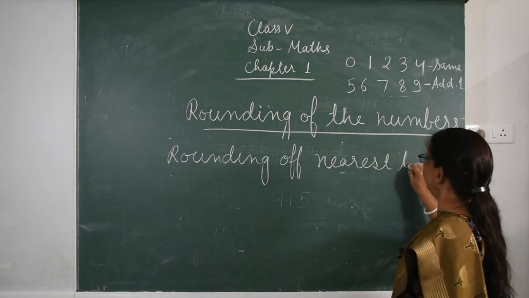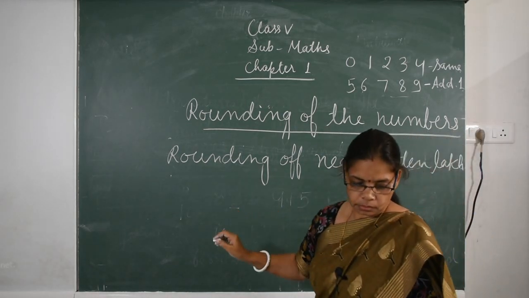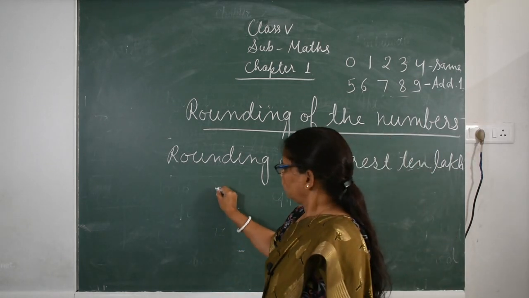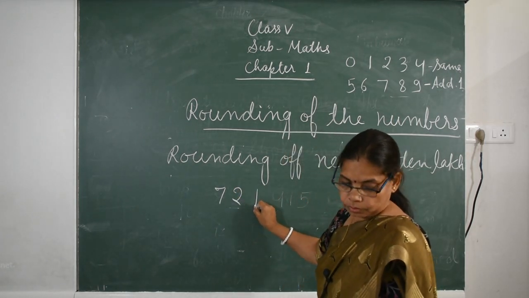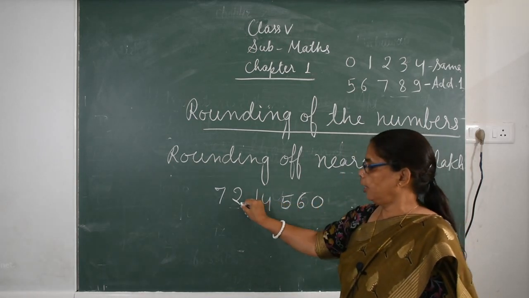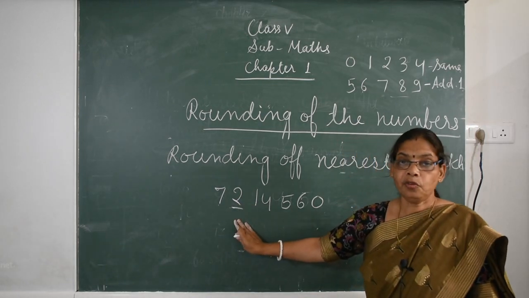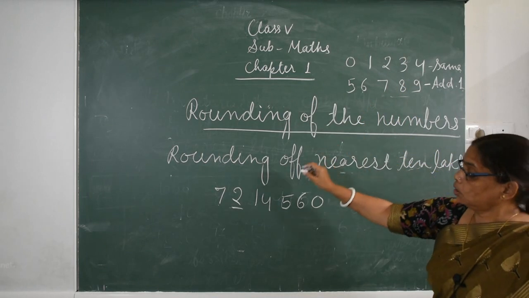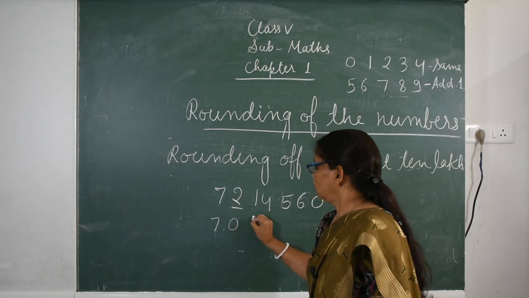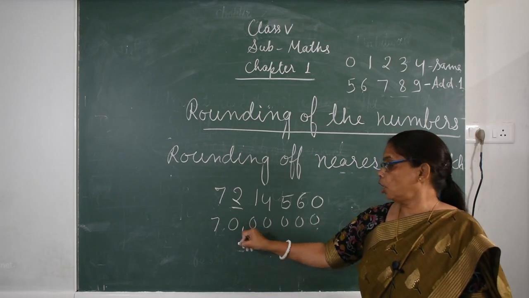Then rounding to the nearest 10 lakh. Ones, tens, 100, 1000, 10,000, lakh and 10 lakh. So we see this number. This is less than 5, so it comes in this group. This number is the same and I put all these numbers 0, 7. And this number is nearest to 70 lakh.